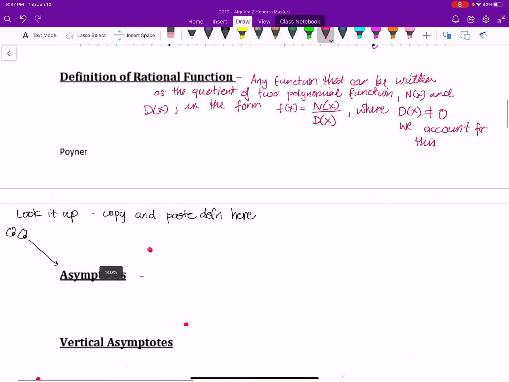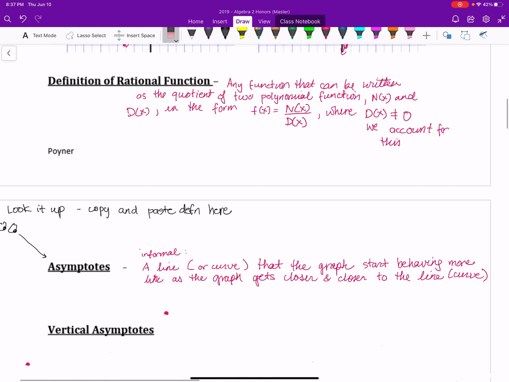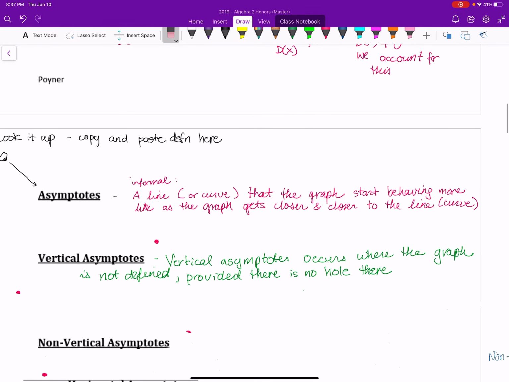So I want to put in an informal definition for us. Informally, it's a line. It can also be a curve, so it doesn't necessarily have to be linear, that the graph starts behaving more like as the graph gets closer and closer to the asymptote. And vertical asymptotes occur where the graph is not defined, provided there's no hole. We'll get into what a hole means in a minute. But first, vertical asymptotes, in practical terms, we're going to look at where the denominator is 0, provided the numerator is not 0 at the same time.